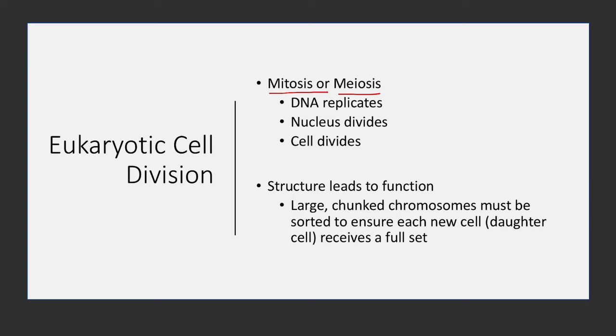In both cases, we're going to start off with the DNA replicating. I know there's not enough dots on your guided notes, just add an extra one in there. So the DNA is going to replicate, then we're going to have the nucleus dividing first, and then the rest of the cell dividing. And what makes it so complicated is because we've got these huge chromosomes that are chunked up. So instead of one piece of information, it's in 46 or whatever number of chromosomes the organism has. So those have to be sorted out, and that's going to be what ensures that each new offspring cell receives an entire set of chromosomes.